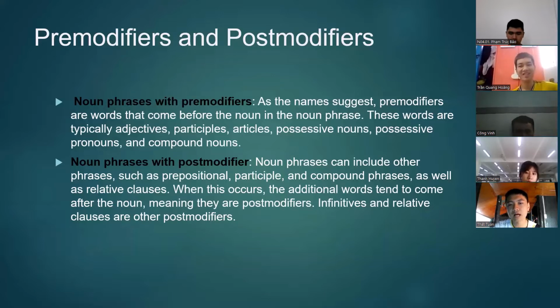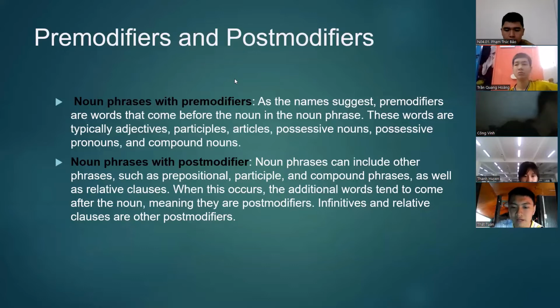As the name suggests, pre-modifiers are words that come before the noun in the noun phrase. The words are typically adjectives, participles, articles, possessive nouns, possessive pronouns, and compound nouns. Noun phrases with post-modifiers. Noun phrases can include other phrases such as preposition, particle, and compound phrases, as well as relative clauses. When this occurs, the additional words tend to come after the noun, meaning they are post-modifiers. Infinitives and relative clauses are the other post-modifiers.